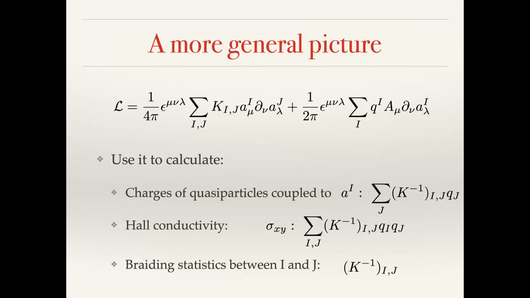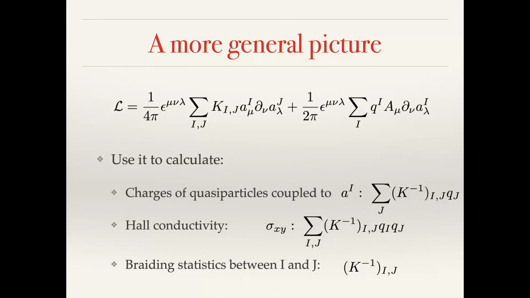You can calculate the charges of the quasi-particles that are coupled to each of these A's. You can calculate the Hall conductivity, and you can calculate the braiding statistics of these particles. And there's a hand-waving derivation of this if you like path integrals, okay? You can do this exercise. It's a quadratic action. You can integrate out the A's, for example, to calculate the effective electromagnetic response and get the Hall conductivity. And this gives you these correct answers.